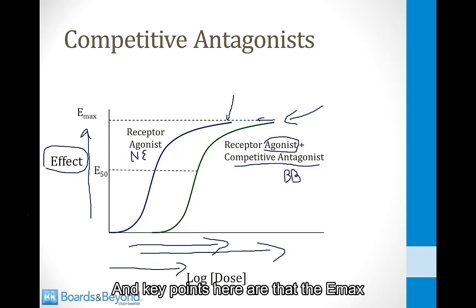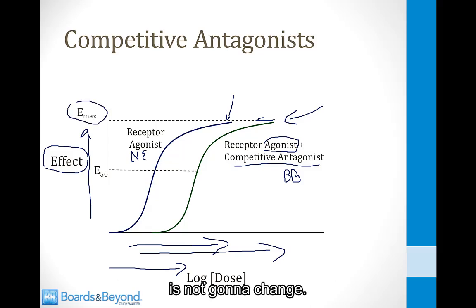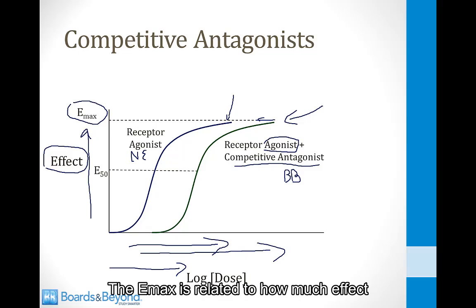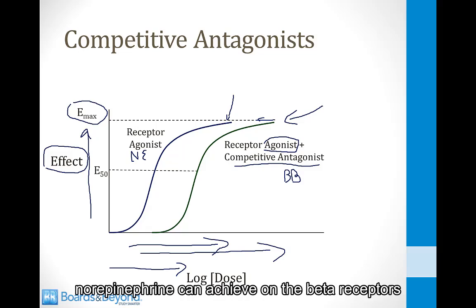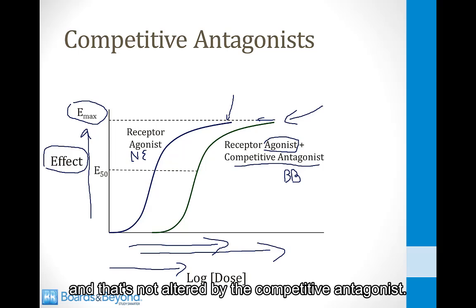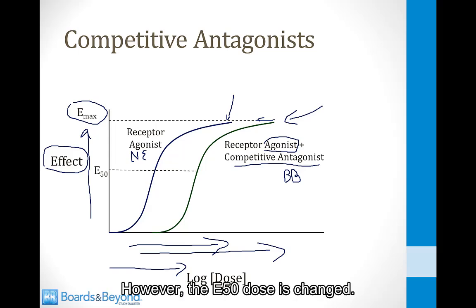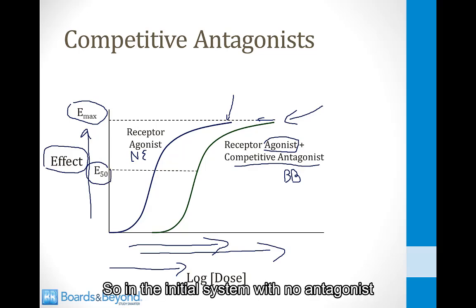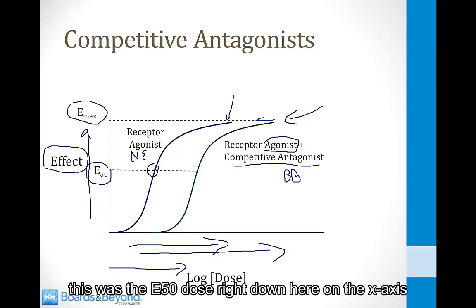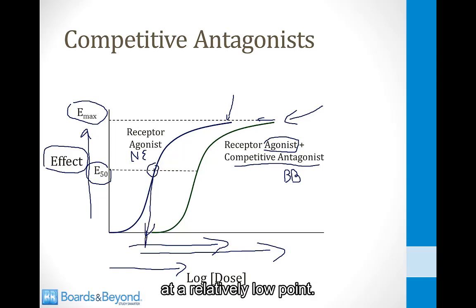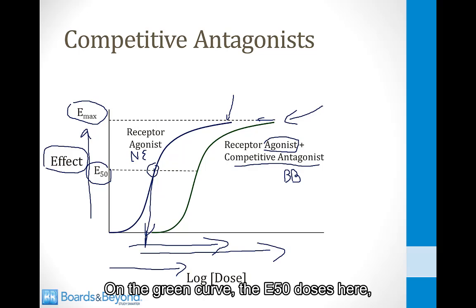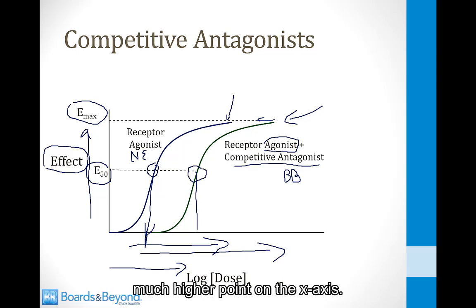And key points here are that the Emax is not going to change. The Emax is related to how much effect norepinephrine can achieve on the beta receptors, and that's not altered by the competitive antagonist. However, the E50 dose is changed. So in the initial system with no antagonist, this was the E50 dose right down here on the x-axis at a relatively low point. On the green curve, the E50 dose is here, much higher point on the x-axis, and that should make sense to you.